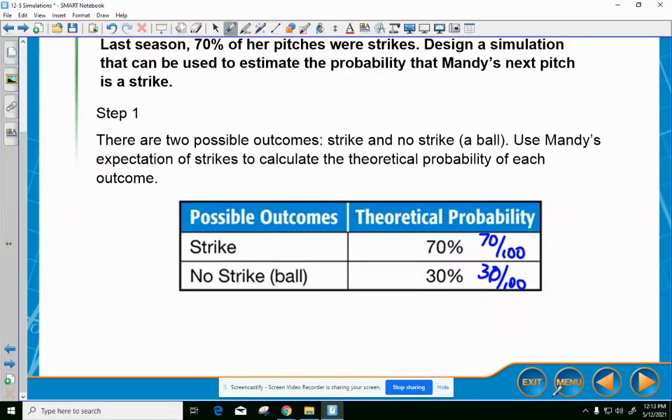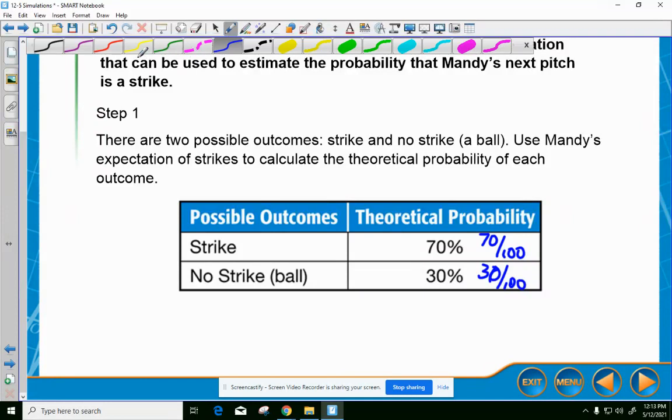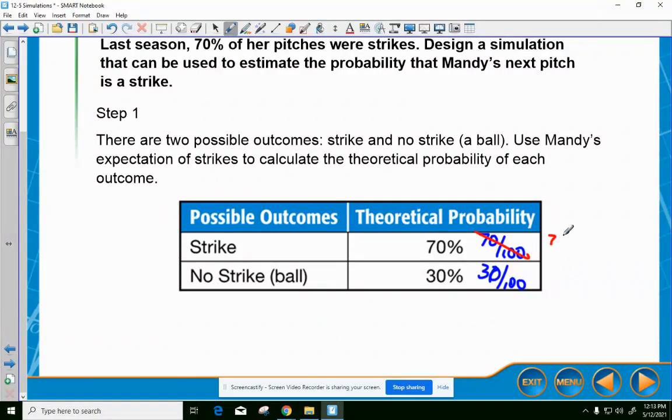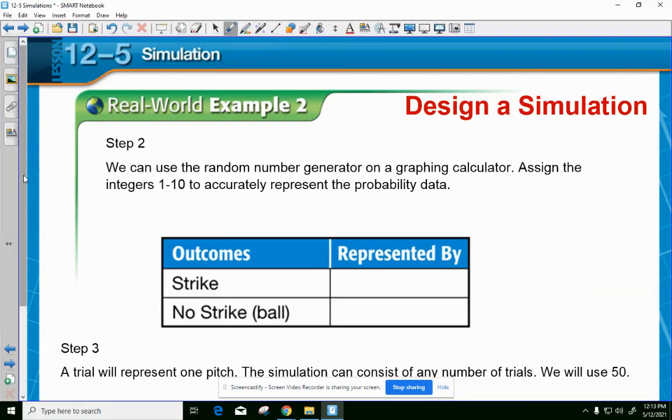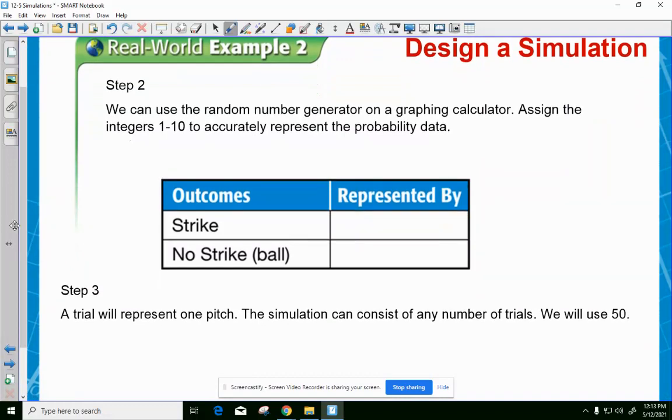Or if you really want to be smart, we're going to reduce those numbers down so that we don't have to use 100. So how about we change them from 70 out of 100 and 30 out of 100 down to 7 out of 10 and 3 out of 10. Okay, we get the same result with way fewer numbers. So we are going to use, just like you guys said, the numbers 1 through 10 to represent this.